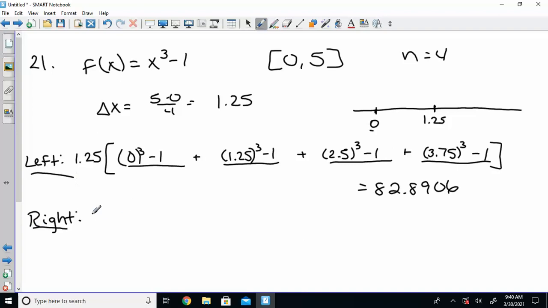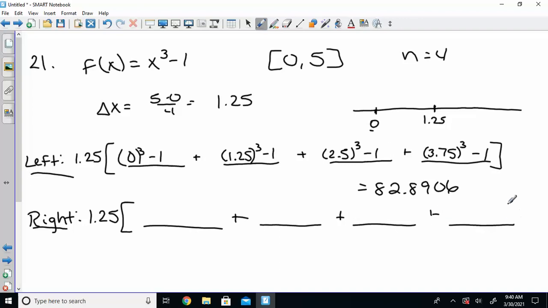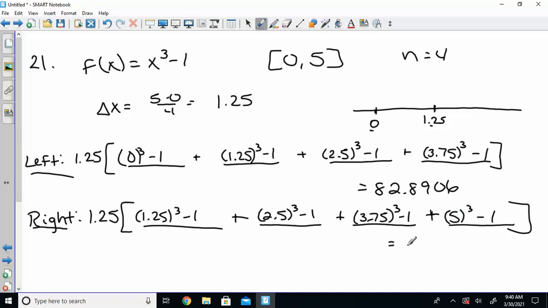For the right-hand sum, what's the first number you plug in? You start with the right-hand point, so the 1.25 is the first. Add your change in x, so the next would be 2.5. Add your change in x, so 3.75. Add your change in x, and we get 5. And that one turns out to be 239.1406.